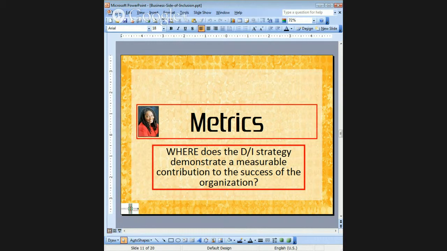If there's no senior leader sponsor, or a senior leader who is a champion for your diversity and inclusion initiative, more than likely your initiative's not business relevant. These are just a few of some of the red flags.